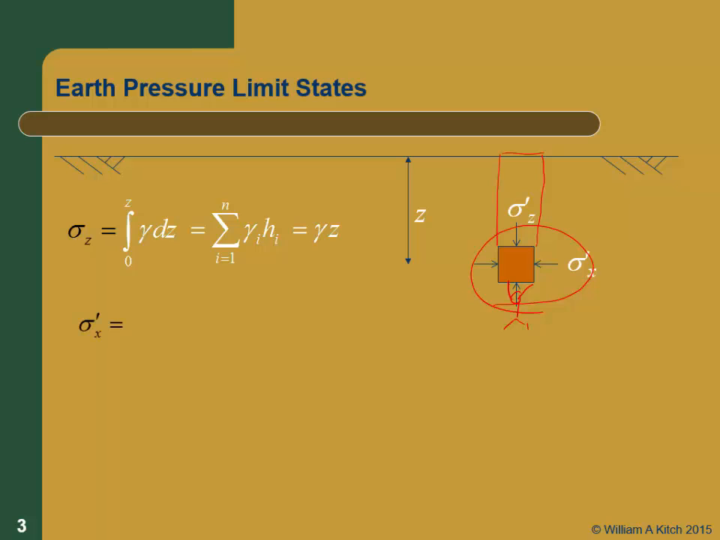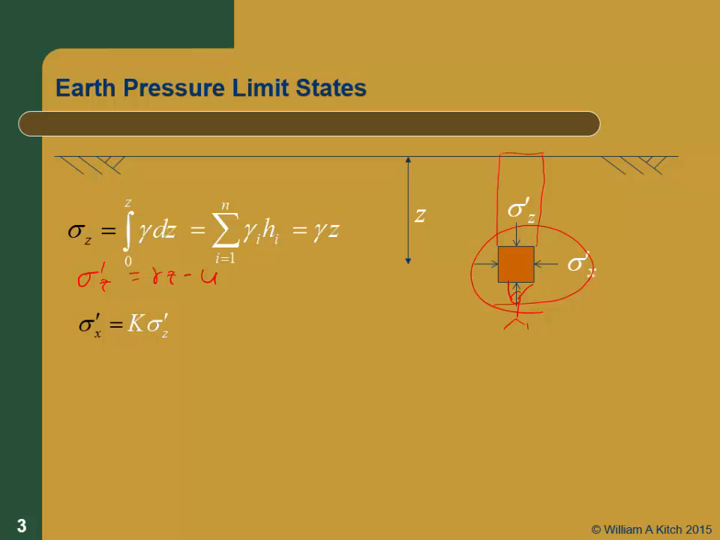Now, I wrote that as the total stress. The effective stress is then just gamma z minus u. The horizontal effective stress, we always define as K times the vertical effective stress, where K is the coefficient of lateral earth pressure.